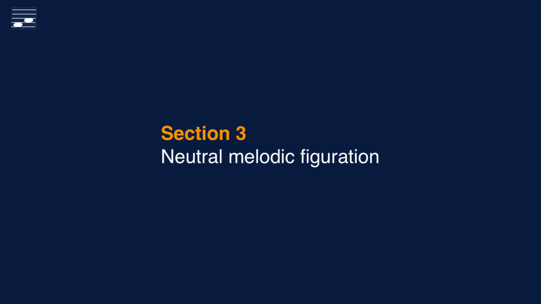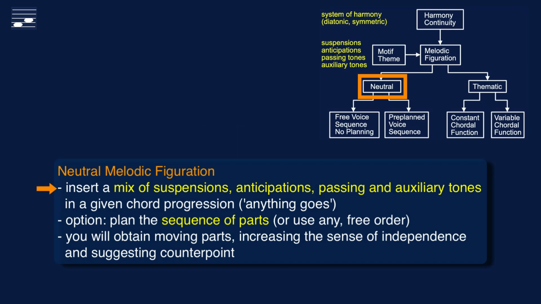The first set of techniques is called neutral melodic figuration. We insert a mix of the leading tone types into a given harmonic continuity. This may be done freely, or instead we use prior planning of the sequence of parts. I'll demonstrate these alternatives, but in both cases you'll hear less static, more independent parts.